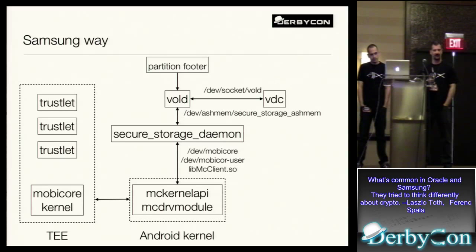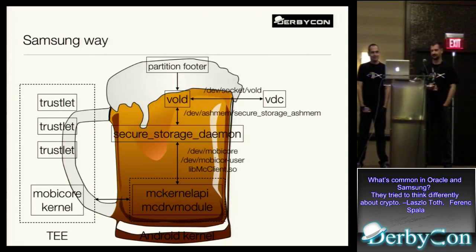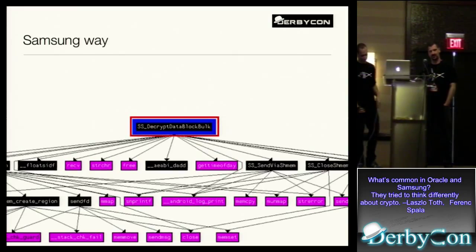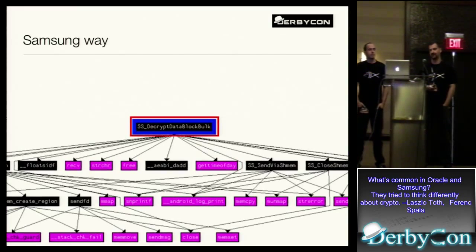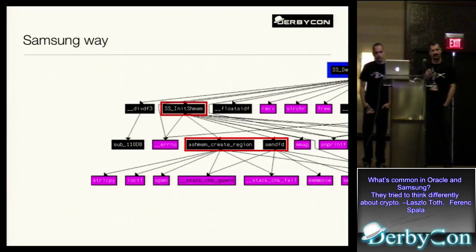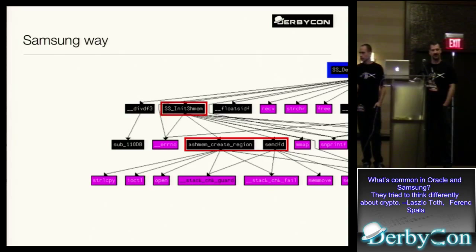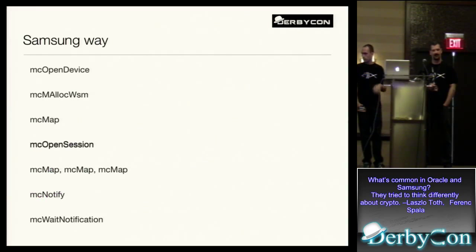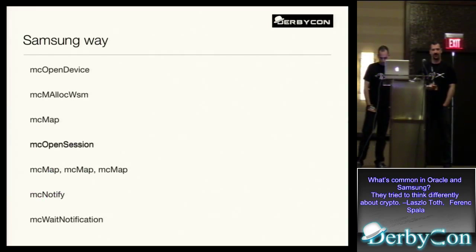Maybe that's just me, but this one reminds me of a glass of beer. So easy to remember. Vold calls this function, of course, at the end of a chain from a relevant library. And as you can see, it sets up an Android shared memory and sends the file descriptor of the shared memory to the secure storage daemon, and later communicates with the secure storage daemon through this shared memory. The secure storage daemon calls these functions to communicate with the MobiCore environment.